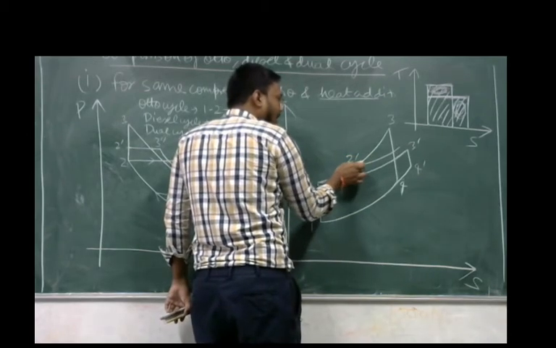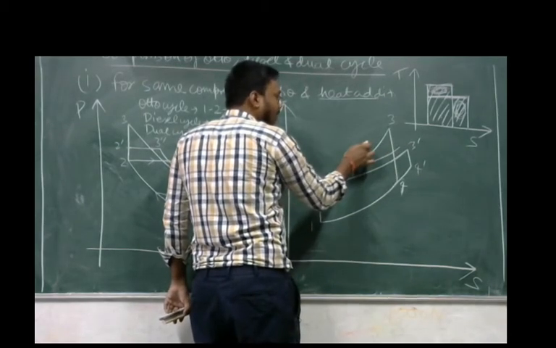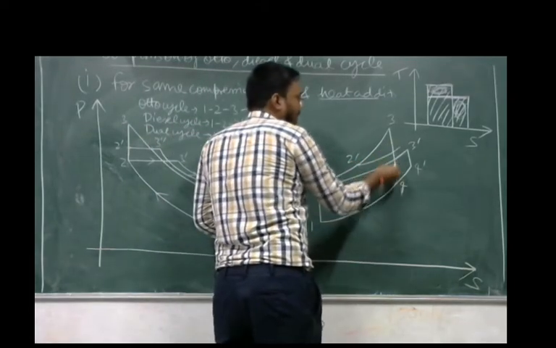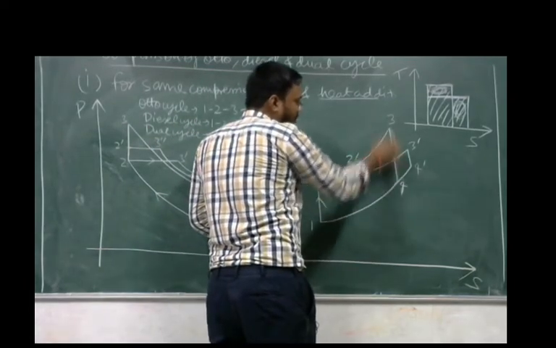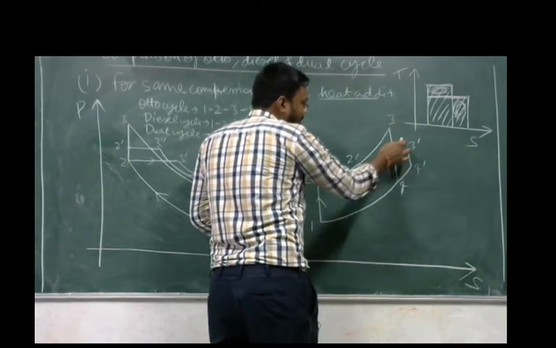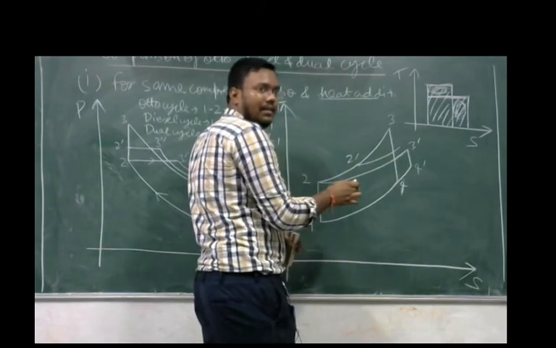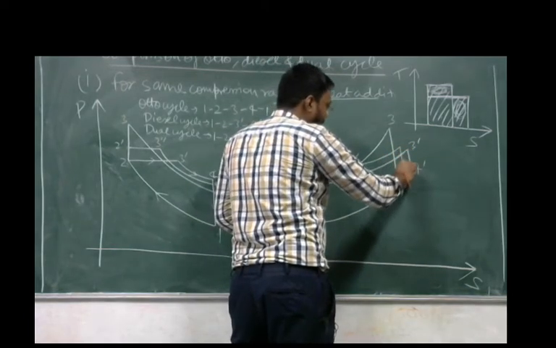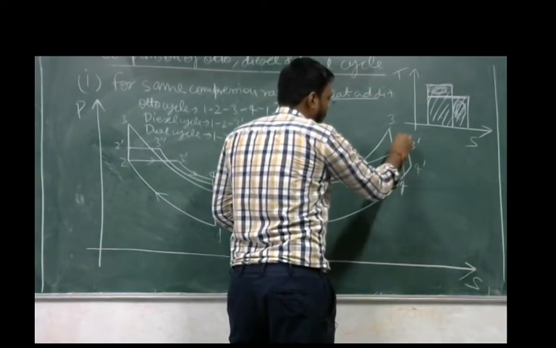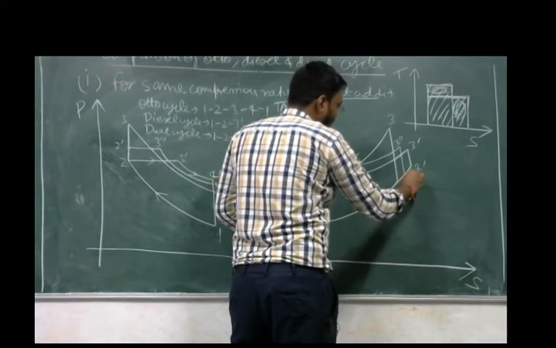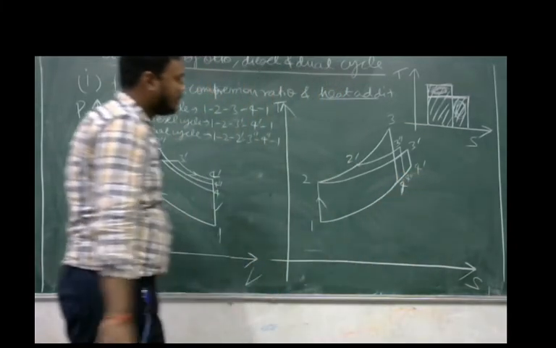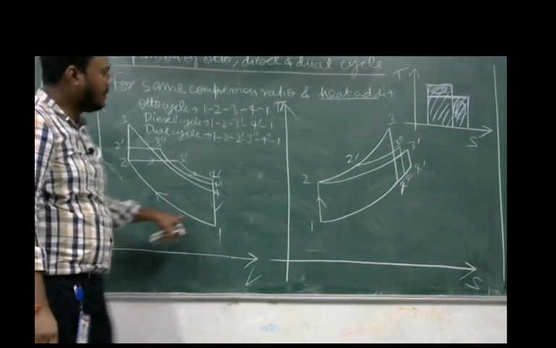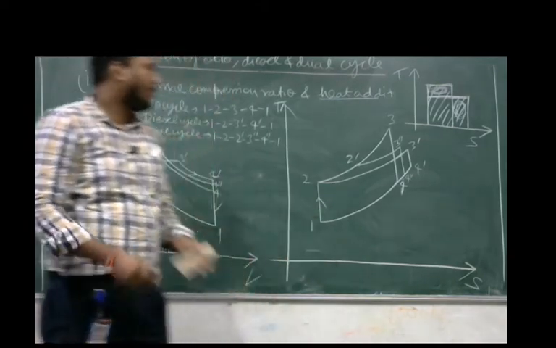Again, as this curve is below this curve, and we have to keep the area the same, this line also extends below 3 to 4. Again we have to increase the length to make the area the same, to make the heat addition the same. So this curve will come here. This is 3 double dash, this is 4 double dash. In this way we have to draw the diagram.